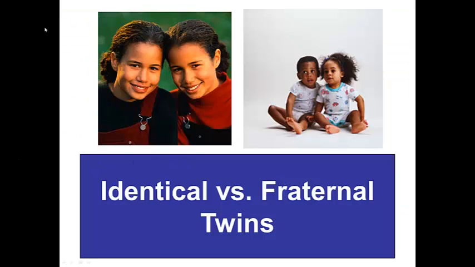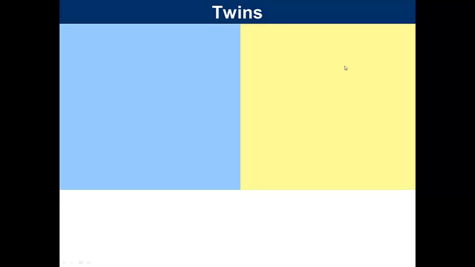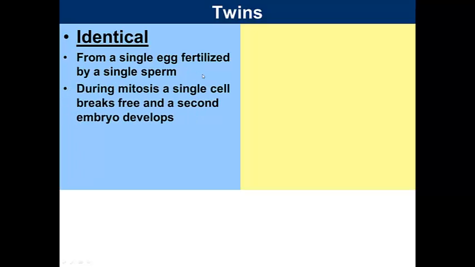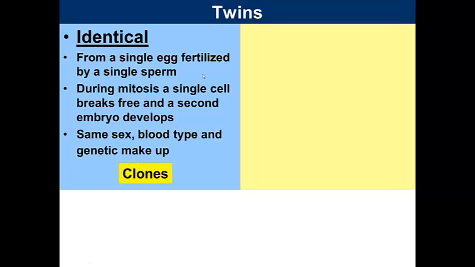What's the difference between identical twins and fraternal twins? Identical twins are the result of a single fertilized egg dividing, and fraternal twins are the result of 2 eggs being released into the uterus and fertilized at the same time. Identical twins arise from a single egg fertilized by a single sperm. During mitosis, a single cell breaks free and a second embryo develops. The offspring have the same sex, blood type, and genetic makeup.